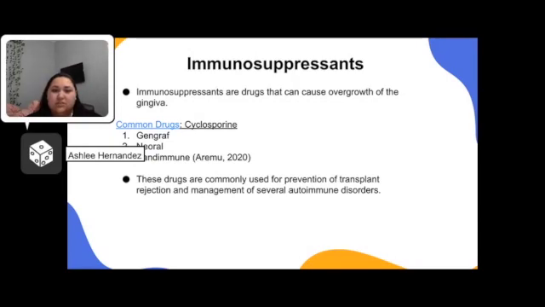Immune suppressants are drugs that can cause gingival overgrowth. The most common drug is cyclosporin, but there's also Gengraf, Neoral, and Sandimmune. These drugs are commonly used for prevention of transplant rejection and management of several autoimmune disorders.